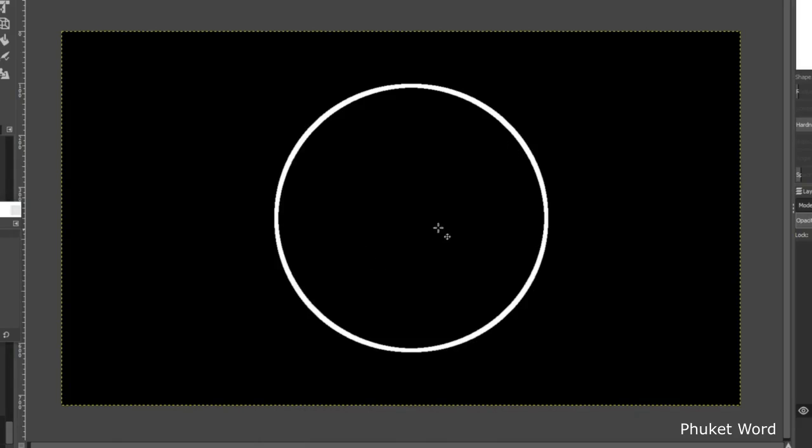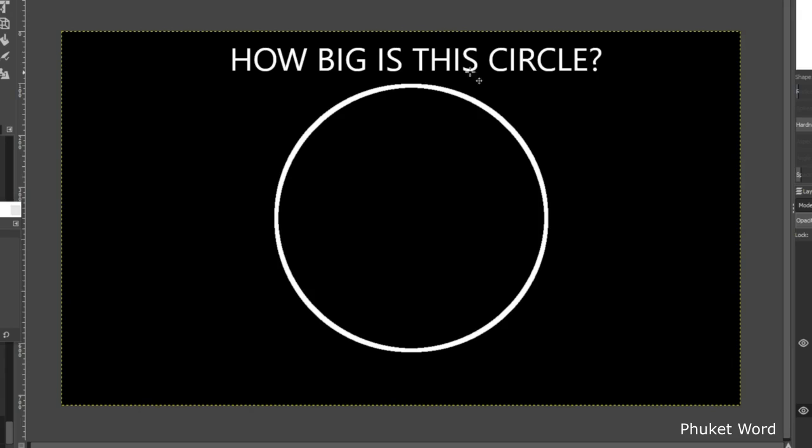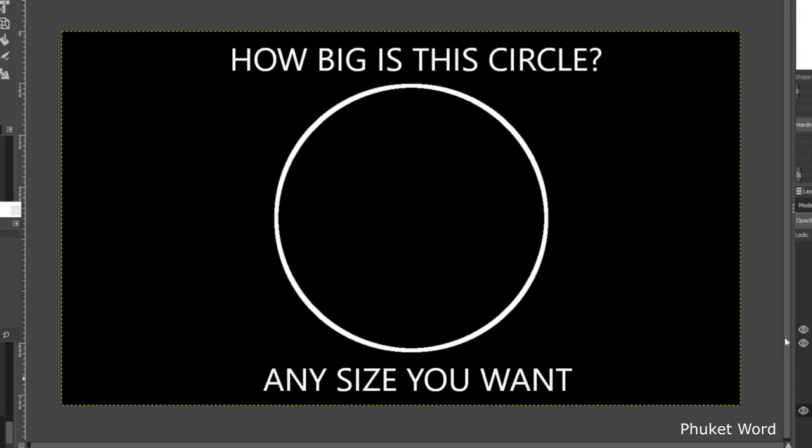Just as we know that geometry has been used to create or describe this image of a circle on the screen, we know that geometry has been used to dictate to us the size and shape of the Earth. But if we ask ourselves a really simple basic question, how big is this circle? We know that really it can be any size you want.